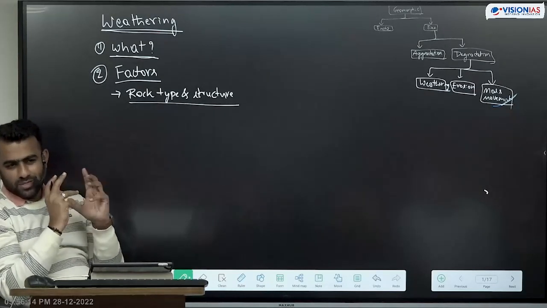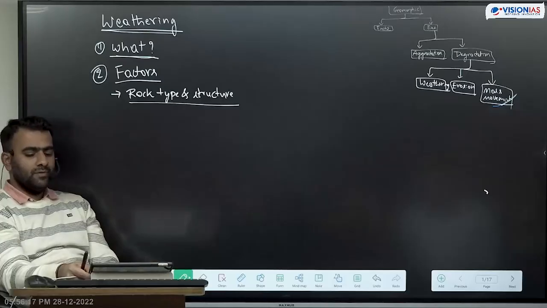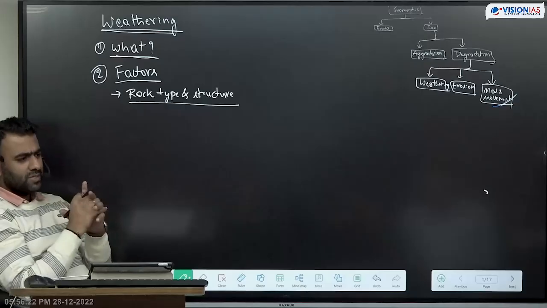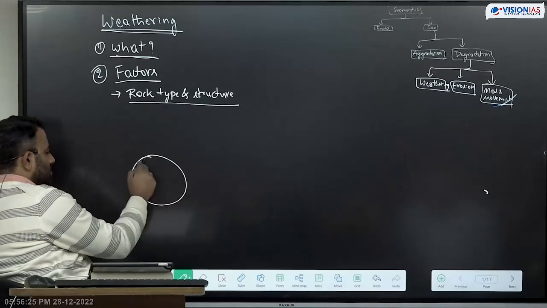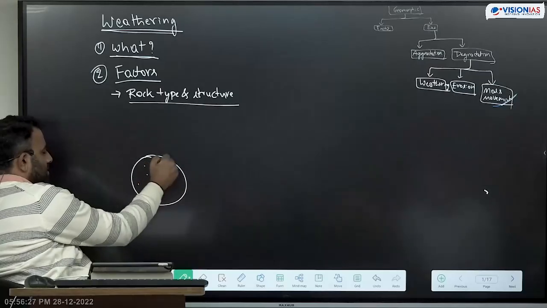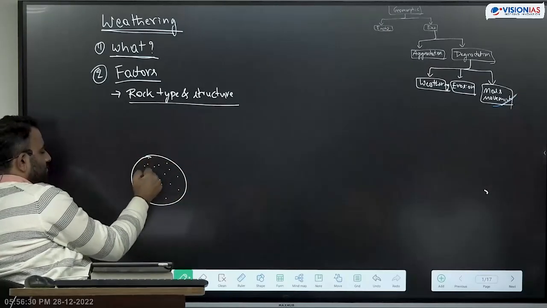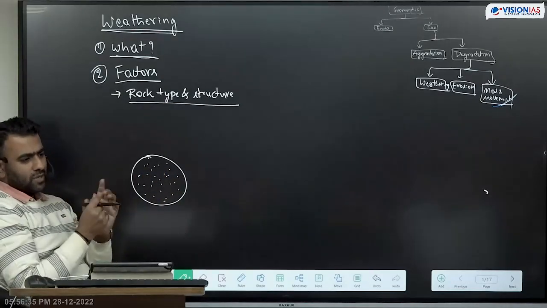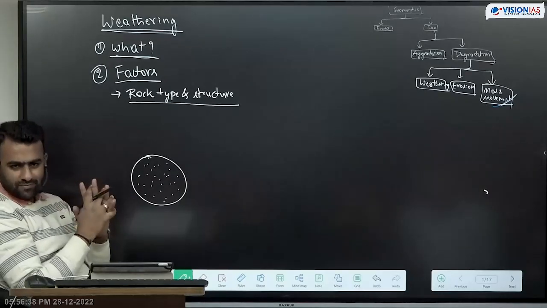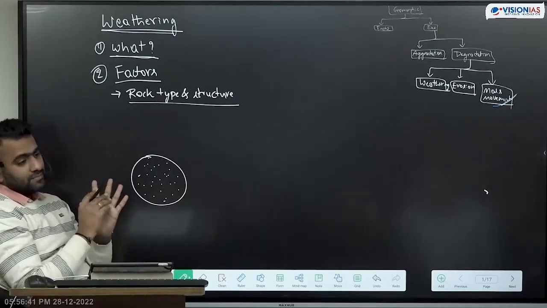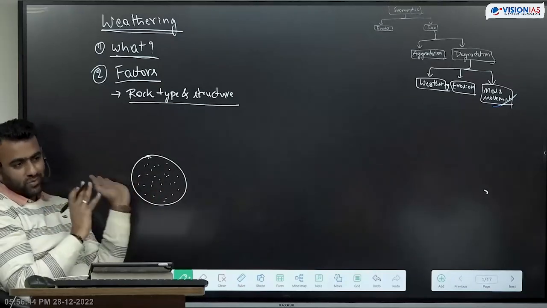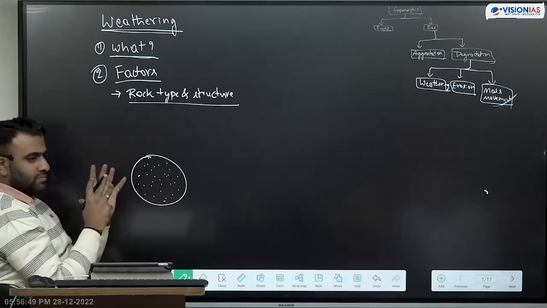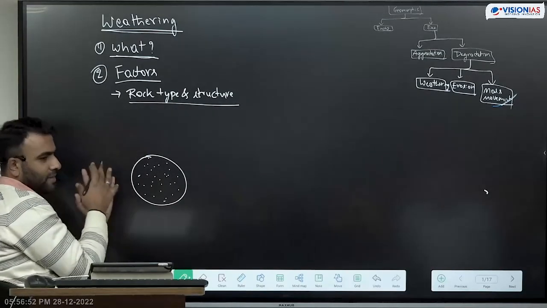Some of the rocks are porous in nature. What do you mean by porous? So porous means the presence of pore spaces, gaps. The presence of these gaps within the rocks is called porous rocks. So what is permeability? This is porosity. Amount of pore spaces is porosity. Permeability: it allows water. This is the type of rock which will let the water pass through.